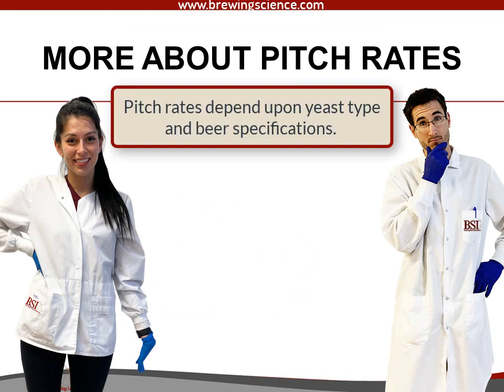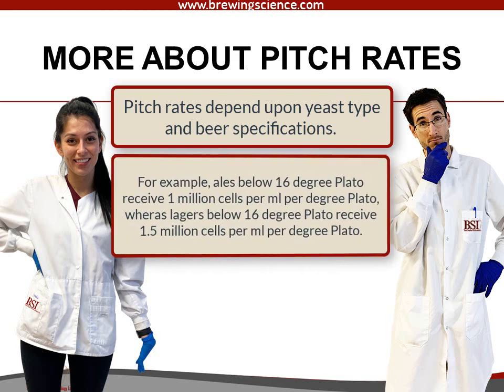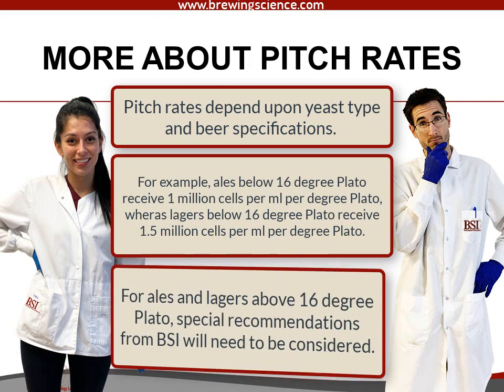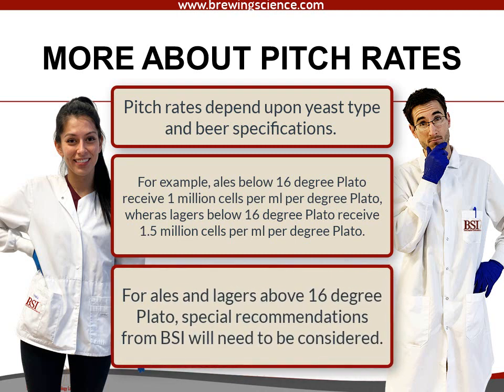Pitch rates depend upon yeast type and beer specifications. For example, ales below 16 degree Plato receive 1 million cells per milliliter per degree Plato, whereas lagers below 16 degree Plato receive 1.5 million cells per milliliter per degree Plato. For ales and lagers above 16 degree Plato, special recommendations from BSI will need to be considered.